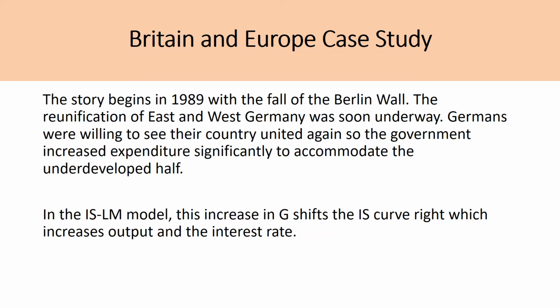Now, the story begins in 1989 with the fall of the Berlin Wall. The reunification of the East and West Germany was soon underway. Germans were willing to see their country united again, so the government increased expenditure significantly to accommodate the underdeveloped half. So with the fall of the Berlin Wall, imagine half of the country essentially not growing and developing for decades. And you have one half of the country which has flourished and economically has performed very well, and then the other has just been left behind technologically as well, right? And all of a sudden this wall falls and this country now needs to reunite.